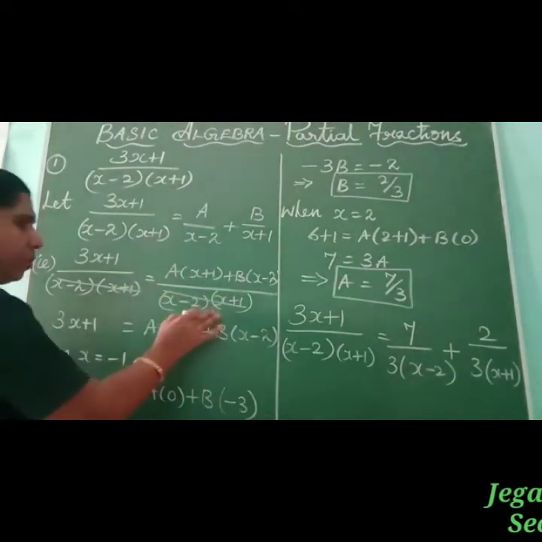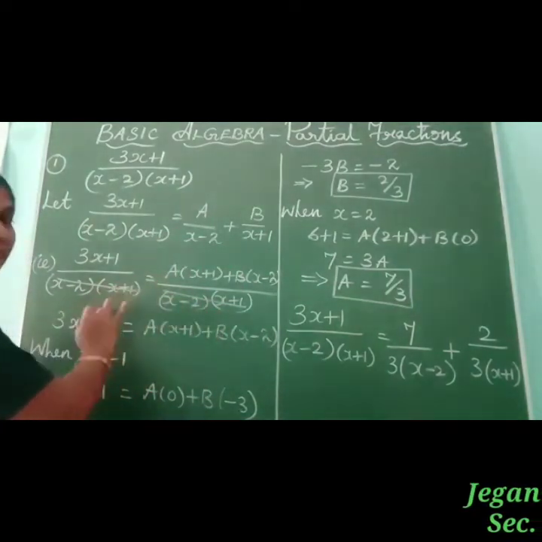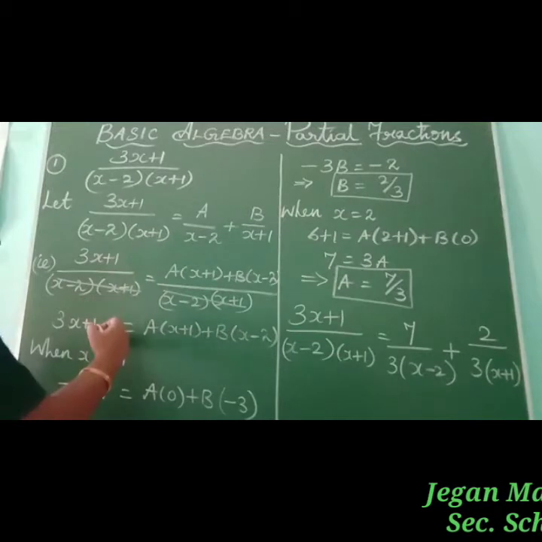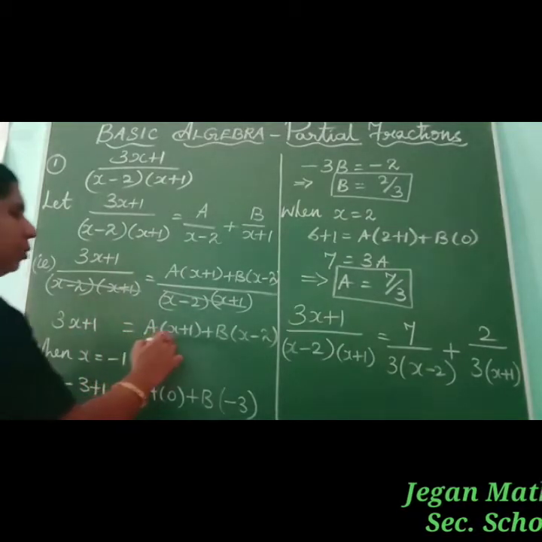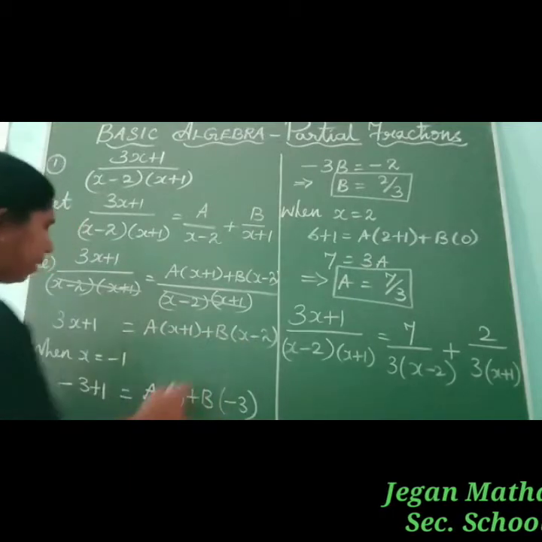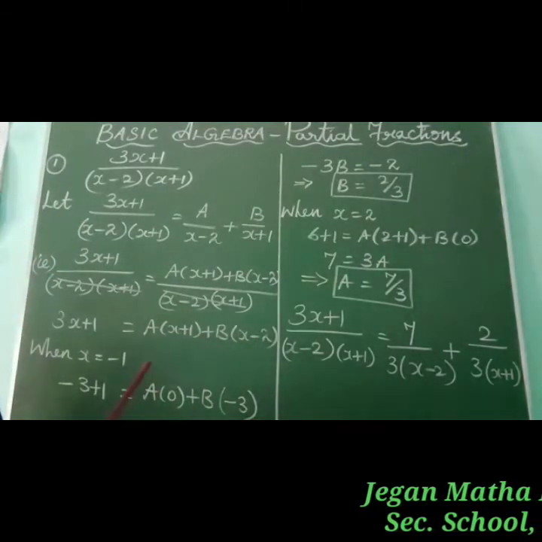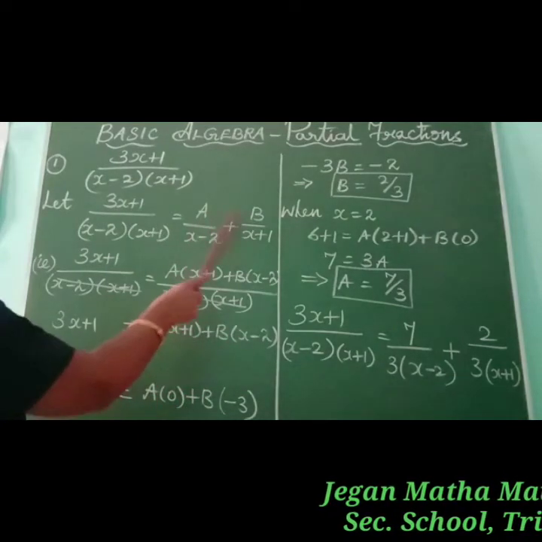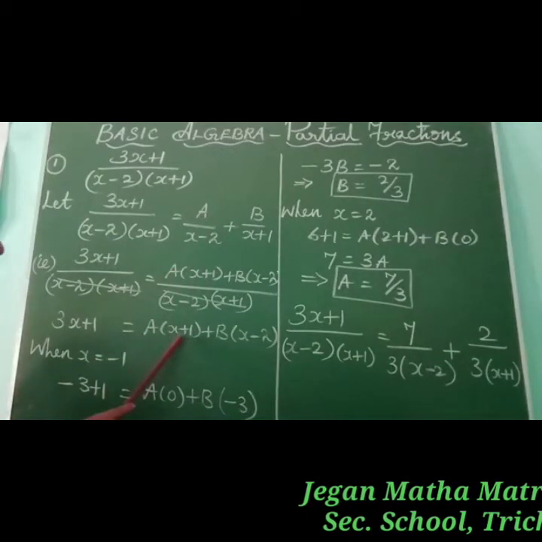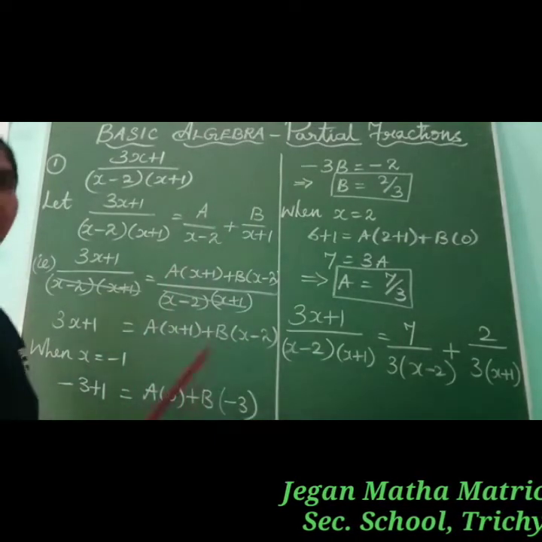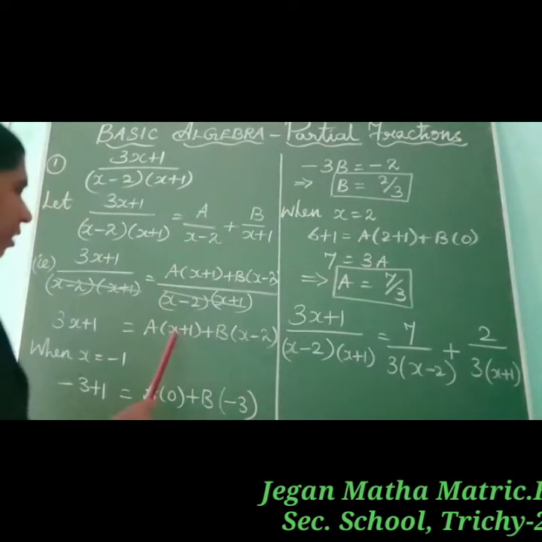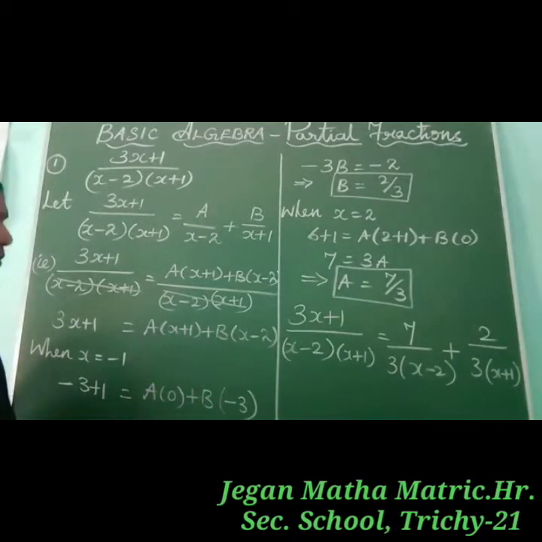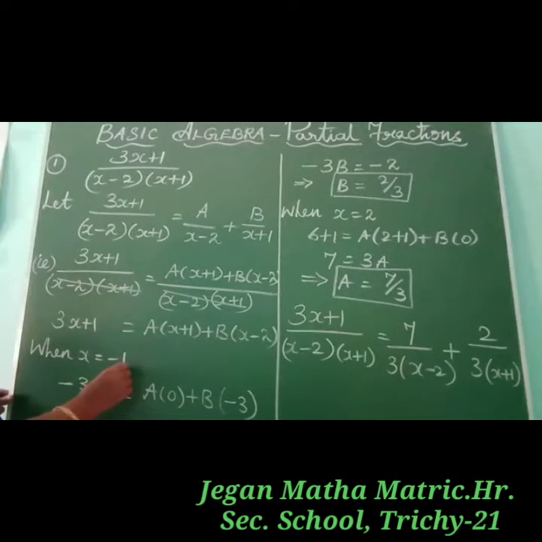Whenever we write up to this step, always both sides the denominators are equal, so you can cancel the denominator. The remaining terms: 3x + 1 = A(x + 1) + B(x - 2). Now we select different values for x and find the unknown values A and B. From these two factors itself we can select the values to substitute for x. Here x + 1 is there, so if x + 1 = 0, x = -1. So first we take x = -1.